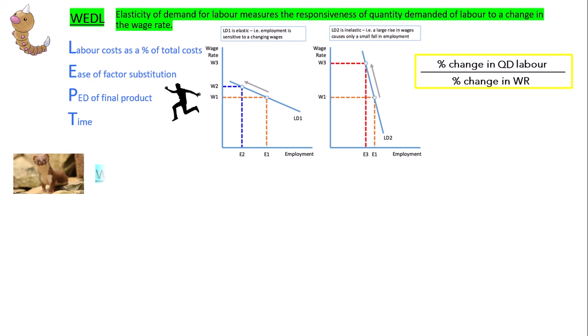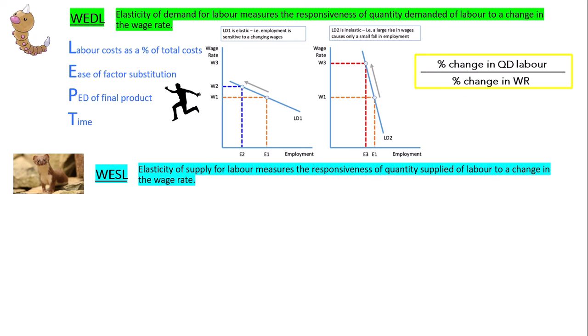WESEL then. See if you can define WESEL. Pause the video. So WESEL is the elasticity of supply for labour, and it measures the responsiveness of quantity supplied of labour to a change in the wage rate. So now you need to write down the formula. Pause the video.